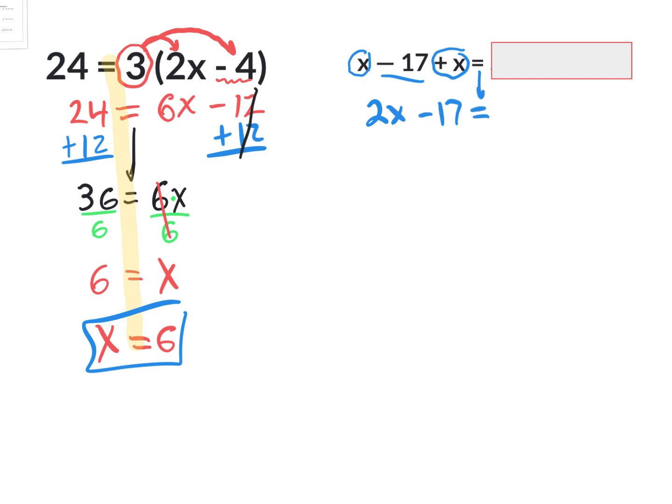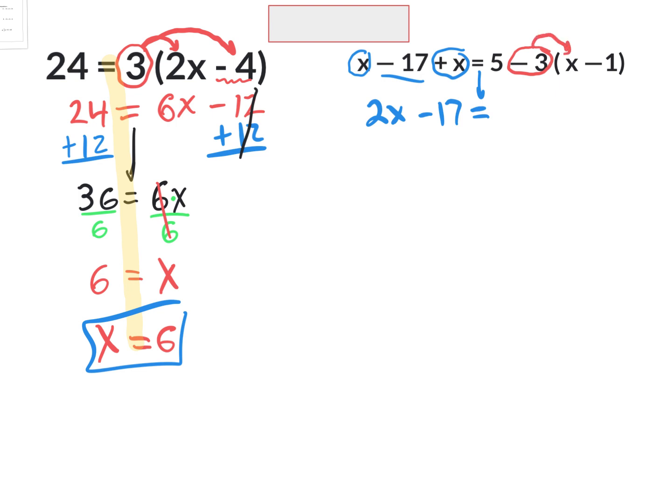Let's simplify the right side now. Let me move this out of the way. And on the right side, we have distributive property because wherever you have parentheses, if there's a number in front or behind with no symbol, that means you're multiplying, and you're going to have to distribute that multiplication. Now, like I always say, distribute, circle what you're going to distribute, include the sign that's in front. So in this case, you're thinking negative 3 times x, that is a negative 3x. And then negative 3 times a negative 1, that's a positive 3.